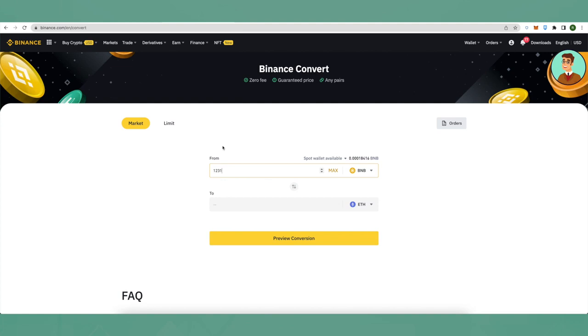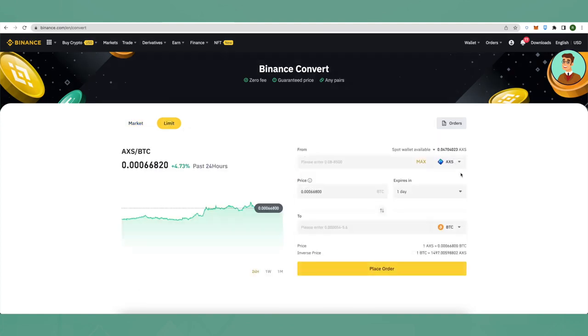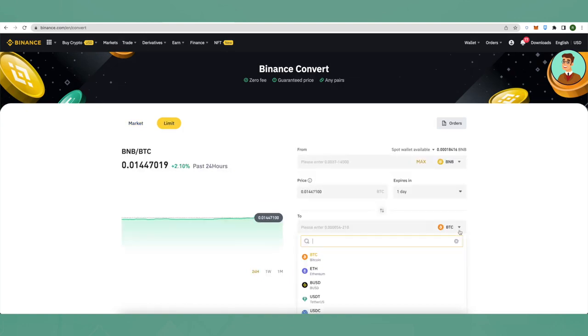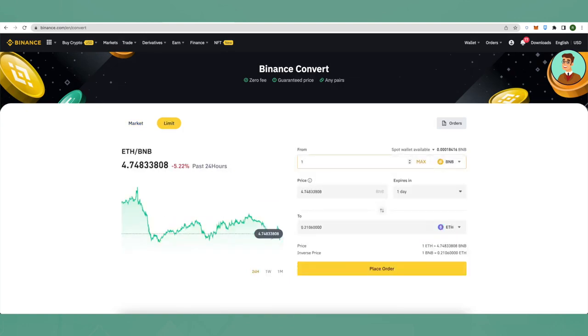And in order to do transactions at your preferred rate, click on limit. Here select the cryptos, suppose BNB, and here Ethereum. Now suppose I want to convert 100 BNB, so I will type in 100, and the current market price is this. And suppose I want to convert it at a higher rate, then I will type 5 here. And in the expire section, select the number of days you want your transaction to be alive.